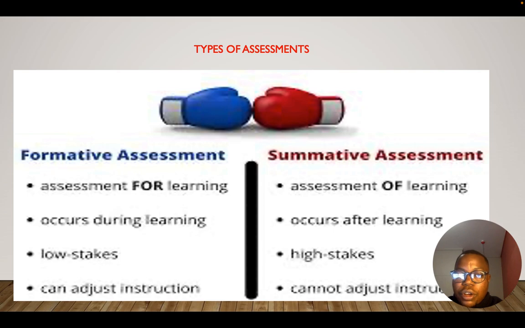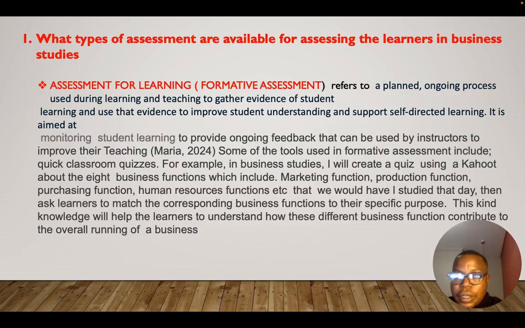So then I'll just show you a photo of the different types of assessments. Okay, what type of assessments are available for assessing the learners in business studies? First, we have what we call assessment for learning, also known as formative assessment.